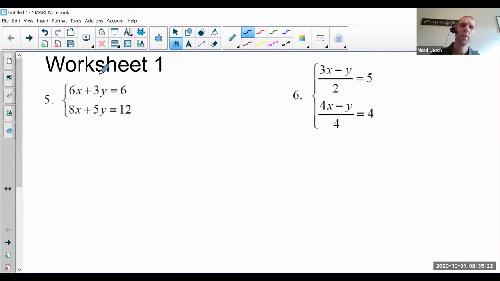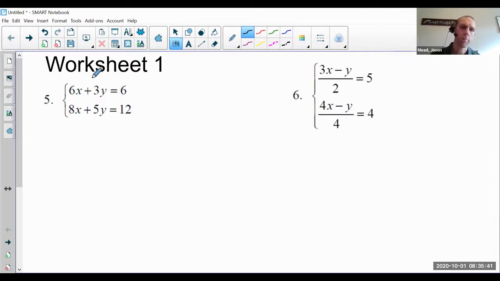But basically what's happening here is whenever we solve a system, we're finding the point of intersection of two lines. What you learned in Algebra 1 is you can solve these by substitution, elimination, or graphing, and that's what we're reviewing today.